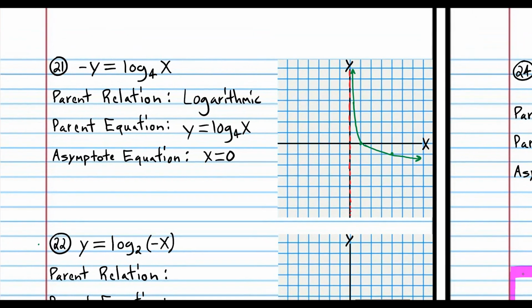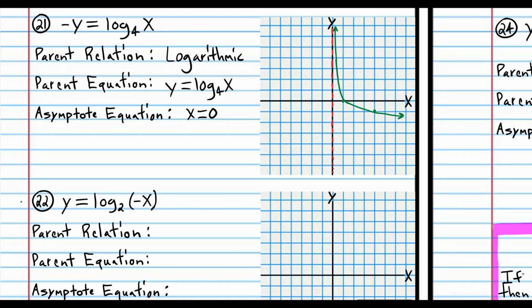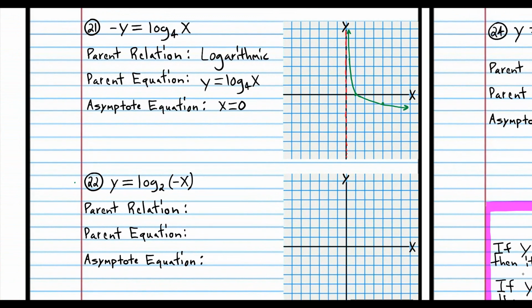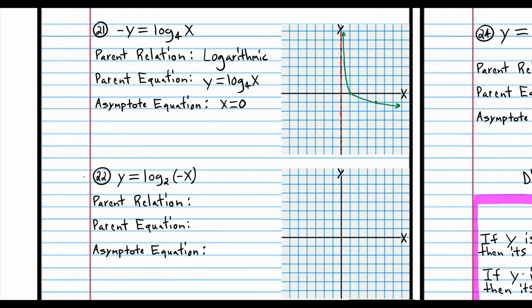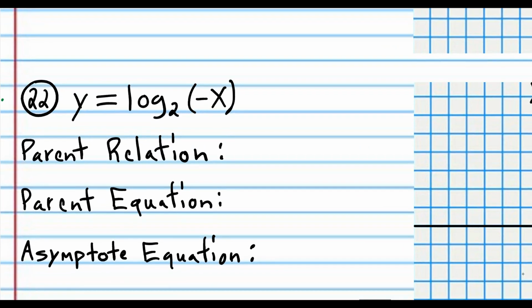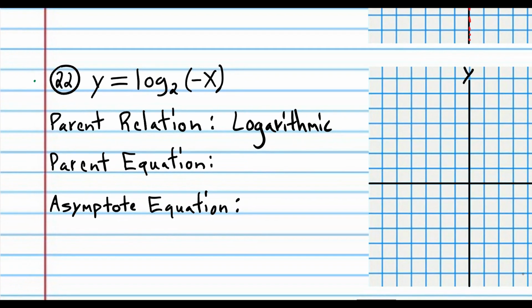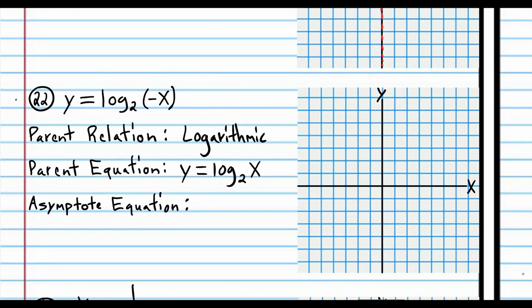Okay, so it's time for you to try. Go ahead and attempt number 22, and when you come back, we'll do it together. Okay, we're back. Obviously, the parent relation is the logarithmic relation, and the parent equation is y is equal to log base 2 of x. And we're changing the x to a negative x, so we're going to reflect the parent graph across the y-axis.